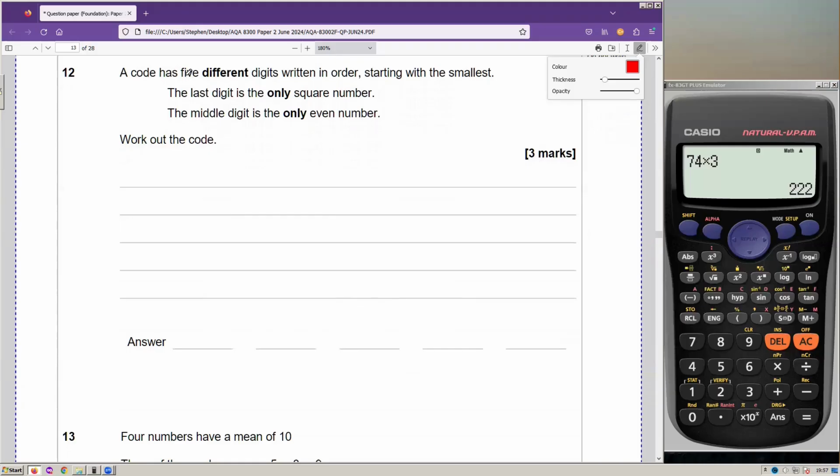Question 12. A code has 5 different digits written in order, starting with the smallest. The last digit is the only square number. The middle digit is the only even number. Work out the code. If the middle digit is the only even number, the square number can't be even because the middle digit is even. So the square number's got to be odd. So it's an odd times an odd. It could be 9. It could be 25.